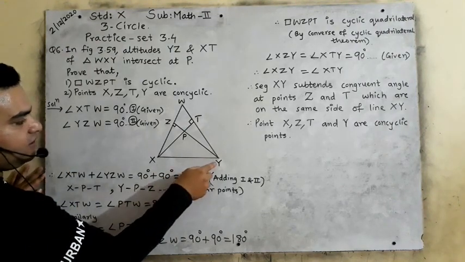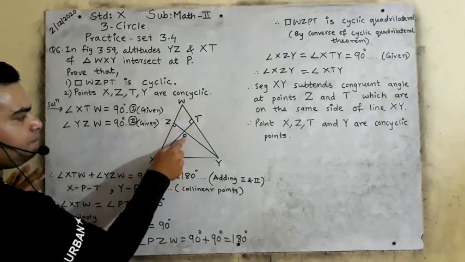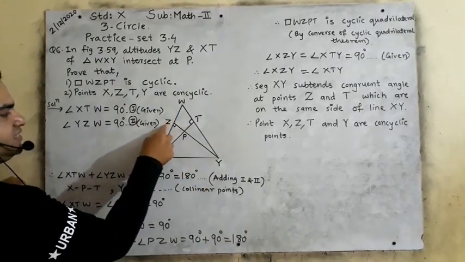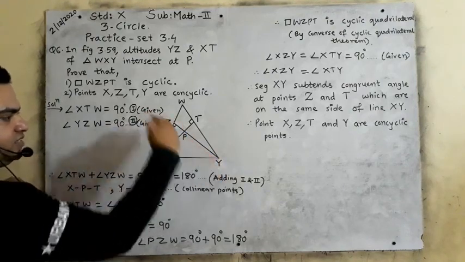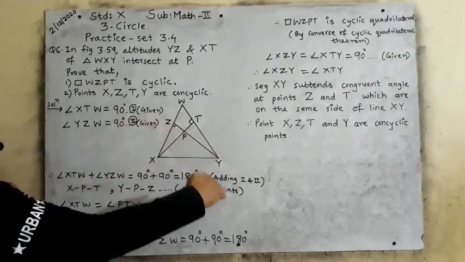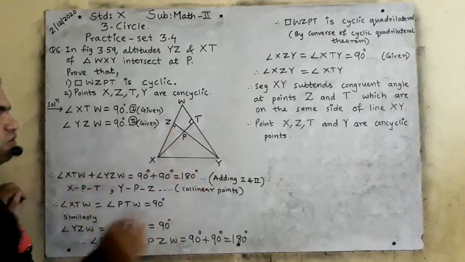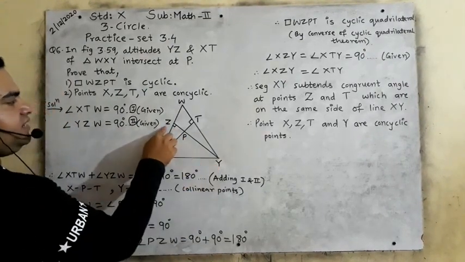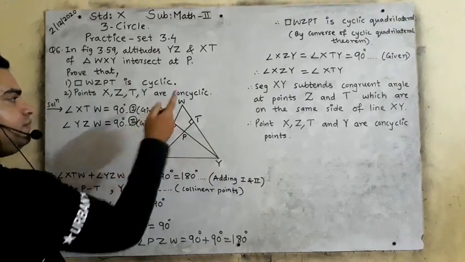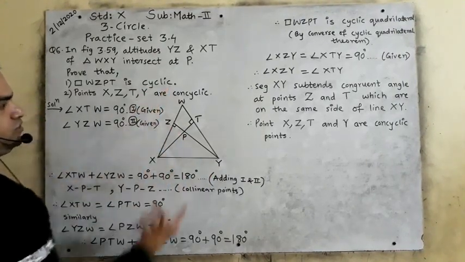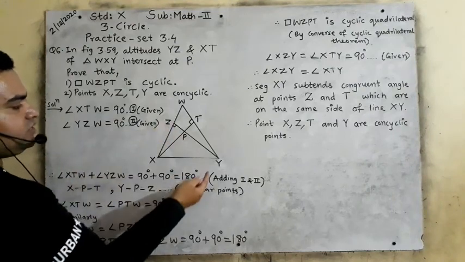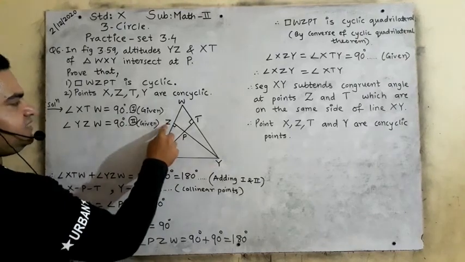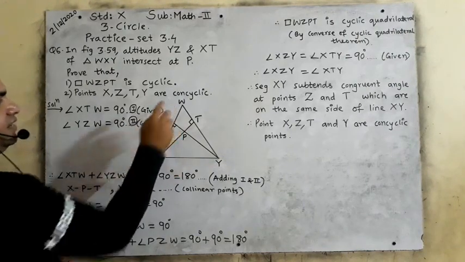Now can we see here? We had said YZW. Can we say PZW? Yes, because Y, P, Z, these three are collinear points. These 3 points are lying in a straight line. So you can say angle YZW also, you can say PZW also. Why? Because they are collinear points. You start from here or you start from here, same. So angle YZW is equal to PZW.